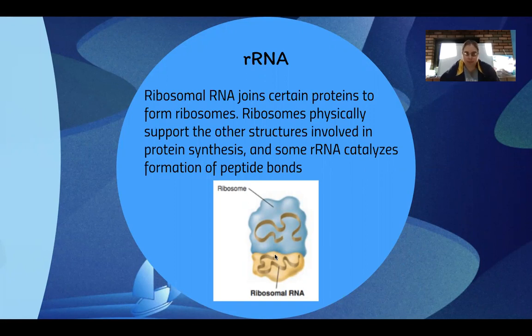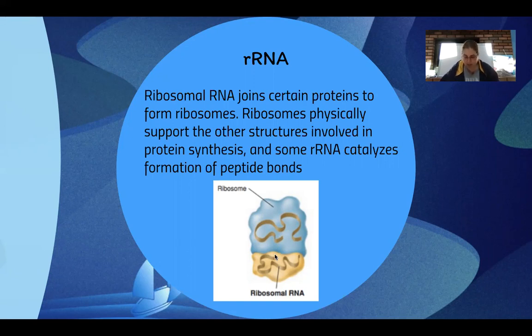But ribosomes will, when it says it physically supports other structures involved in protein synthesis, what it means is that it's actually going to attach to the mRNA in order to hold it in place, and it's going to provide a spot for the next RNA, the transfer RNA, to line up in order to bring the amino acids down. So it provides a place where the different other RNAs can get together in order to allow the amino acids to bond in the proper order.